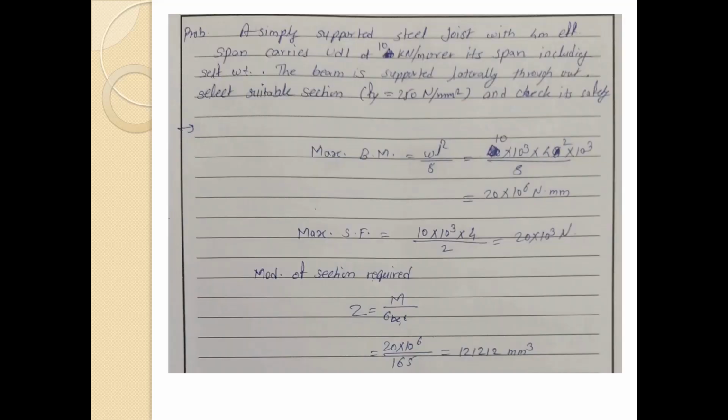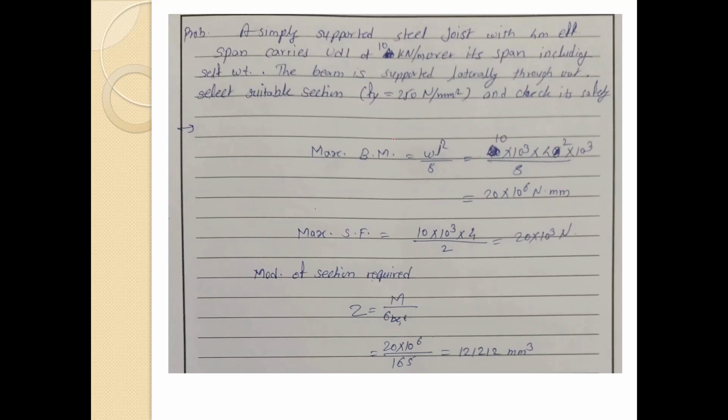I'll take the problem: a simply supported steel joist with 4-meter effective span carries a UDL of 10 kilonewton per meter, including self weight. The beam is supported laterally throughout. It is the laterally supported case. Select a suitable section. Fy is given, that is 250 Newton per mm square, and check it for safety.